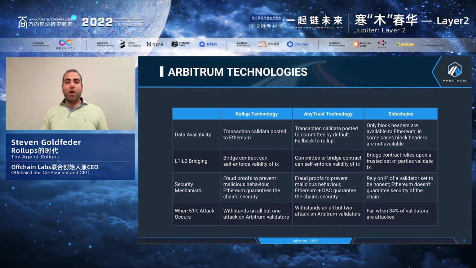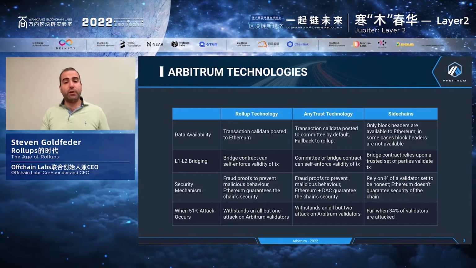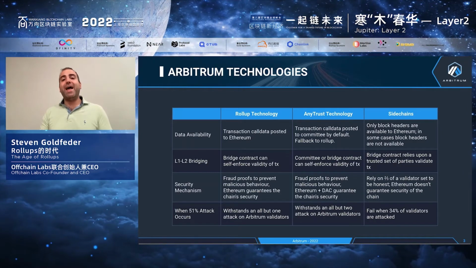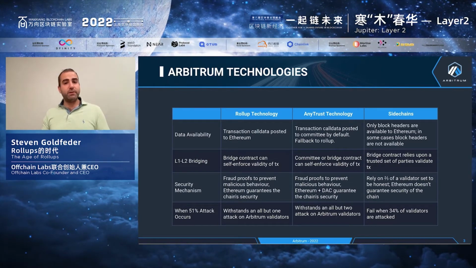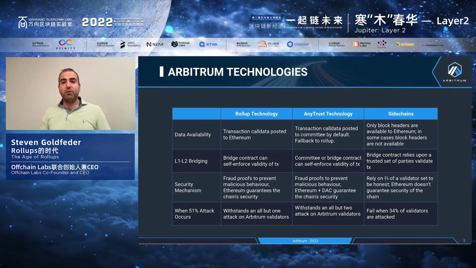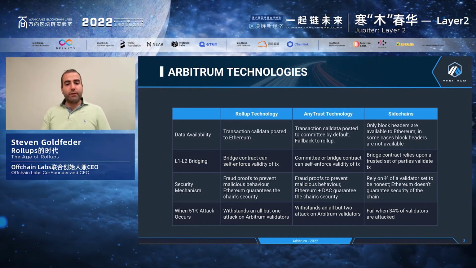So we have Arbitrum rollup technology, which derives its full security from Ethereum, and the Arbitrum AnyTrust technology, which utilizes a data availability committee, and in doing so is able to reduce costs, but still provide a very, very high level of security and much higher than some other scaling solutions.